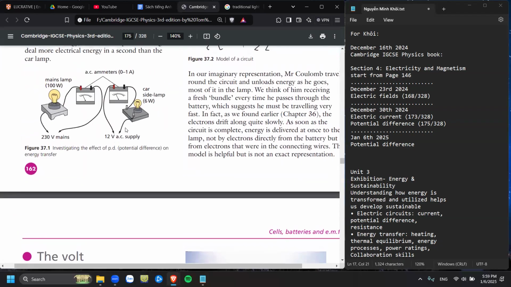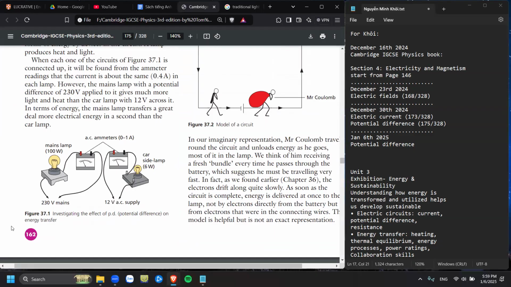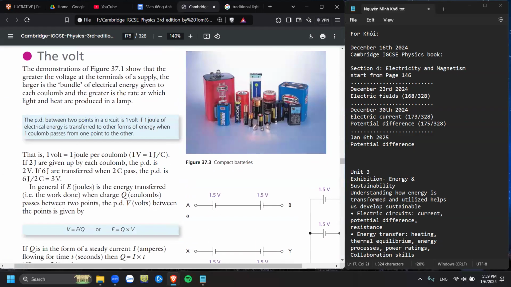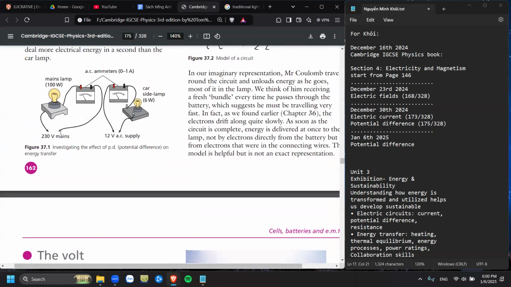Now, this demonstration shows that the greater the voltage at the terminals of a supply, the larger is the bundle of electrical energy given to each coulomb, and the greater the rate at which light and heat are produced in a lamp. So let's just say that here you have 230 volt, but here you only have 12 volt. Of course, the one on the left will transfer the electrical energy much faster to the lamp, compared to the one on the right, isn't it?